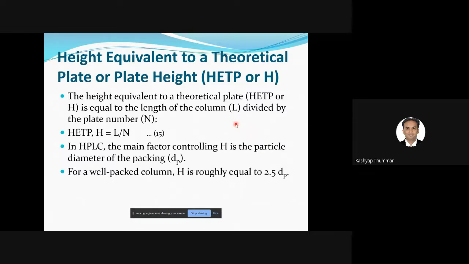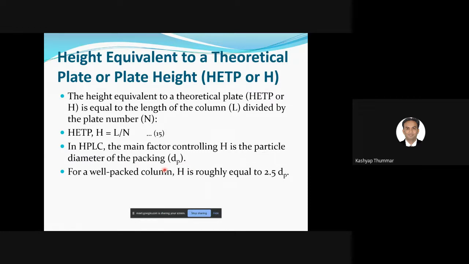So column length is generally denoted as L and plate number is N. Column length is different for different application purposes. It starts from 5 centimeter to 25 centimeter. Okay, 5 centimeter, 10 centimeter, 15 centimeter, and 25 centimeter. So columns have different lengths, and according to that, the plate number is also different. So HETP, height equivalent to theoretical plate, or H is equal to L upon N. That is equation number 15. In HPLC, the main controlling factor is the particle diameter of the packing.